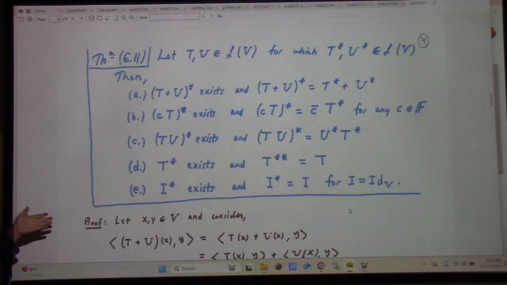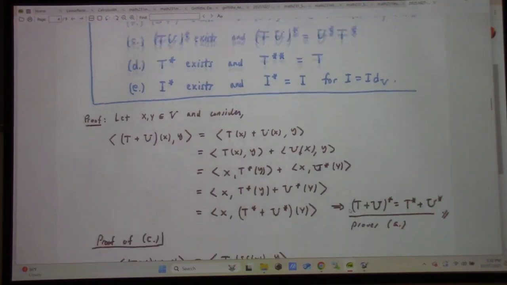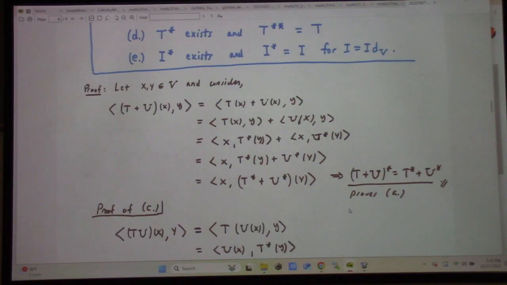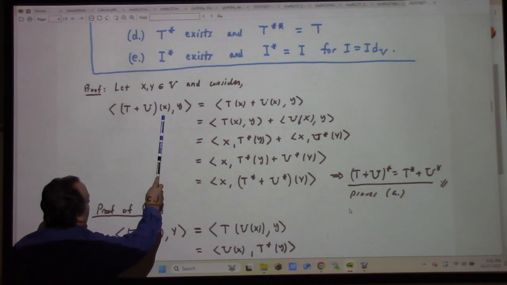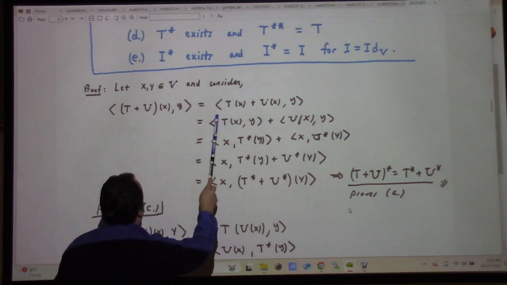The proof of all of these is pretty straightforward. Let's look at one. For additivity, if I look at ⟨(T + U)x, y⟩, well that's this.